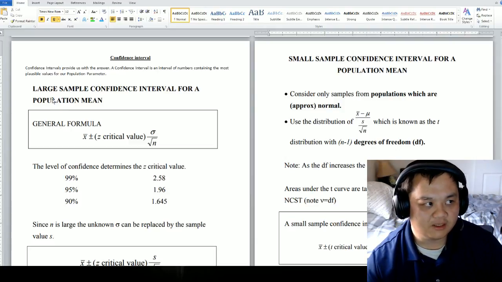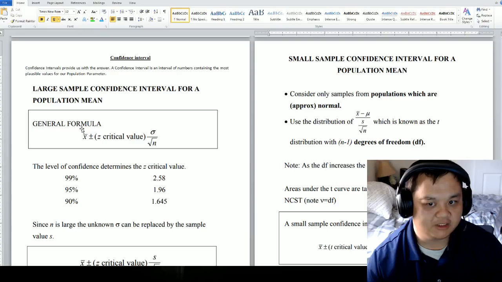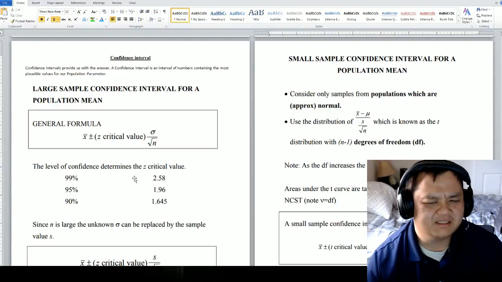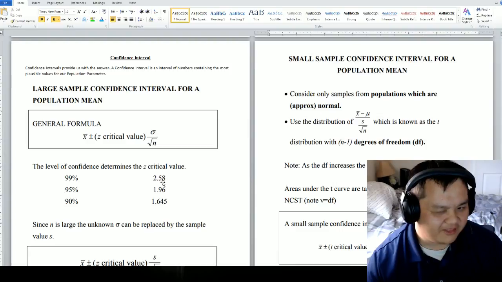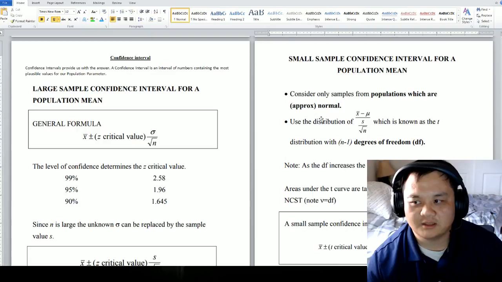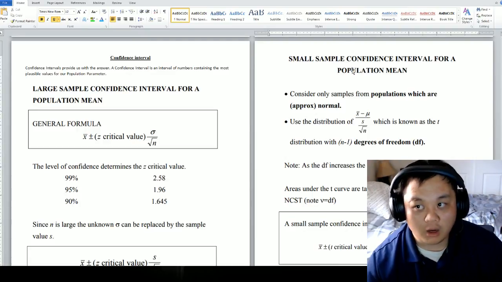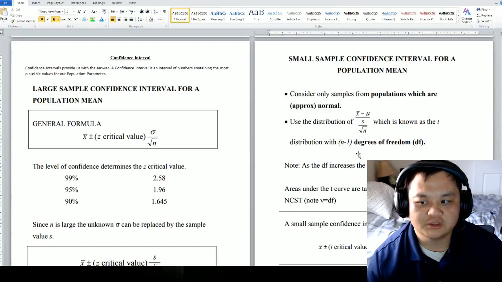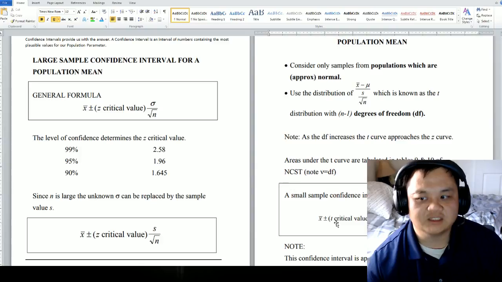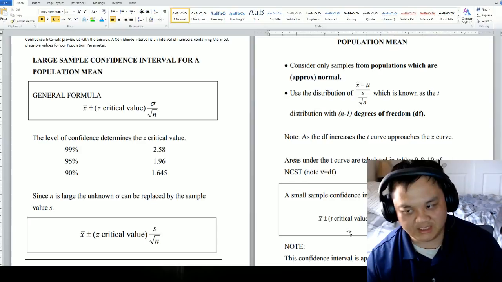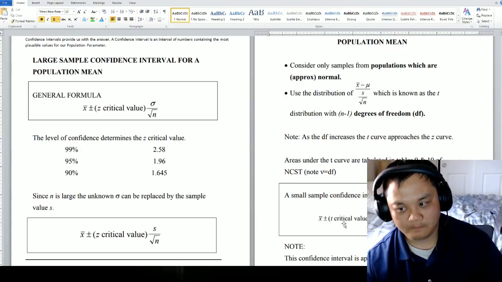The first one is the large sample confidence interval for a population mean, with the z critical value. These are given to you, so I don't think you need to memorize them. Then next, you're going to be given your small sample. Notice that this is where you use your degrees of freedom, and this is your t critical value. Understand that the large is the z critical value and the small one is the t critical value, okay?